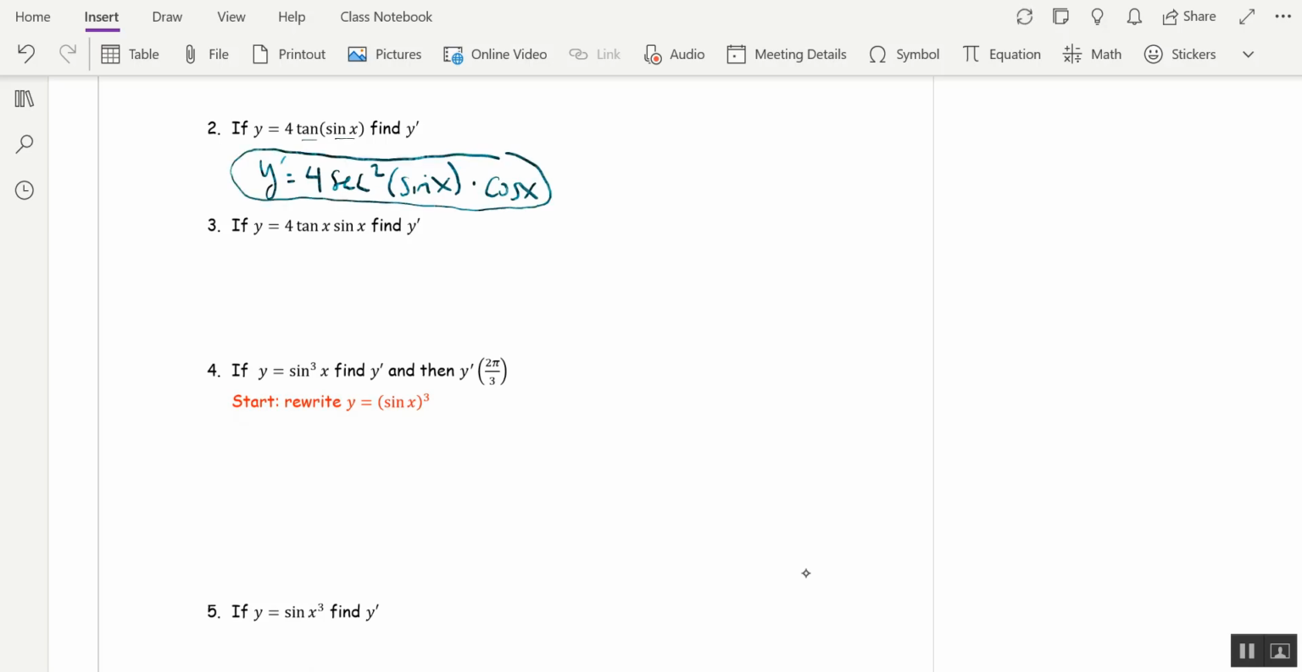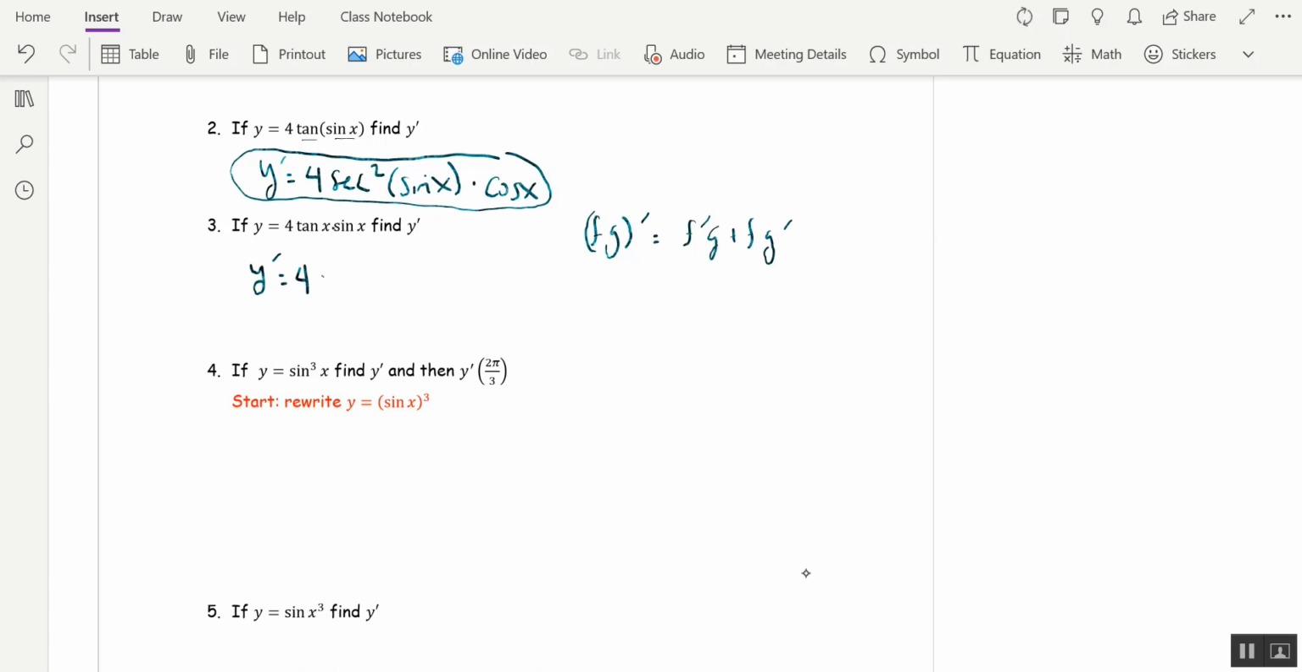Number 3 looks similar, but it's not. This is a product, not a composition. It's tangent of x times sine of x, not tangent of sine of x. So we need the product rule. F times g prime is f prime g plus f g prime. And so y prime is 4. The 4 is a constant, so that's just going to carry along.